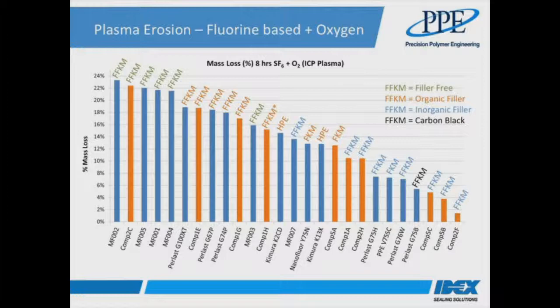Oxygen can be used to increase the fluorine to carbon ratio, so the SF6 oxygen chemistry was chosen to eliminate any chances of process polymer formation, and as oxygen is quite a key factor in elastomer degradation, this was also added to the mix. So if we look at the data, you may start to notice that a pattern is beginning to form.